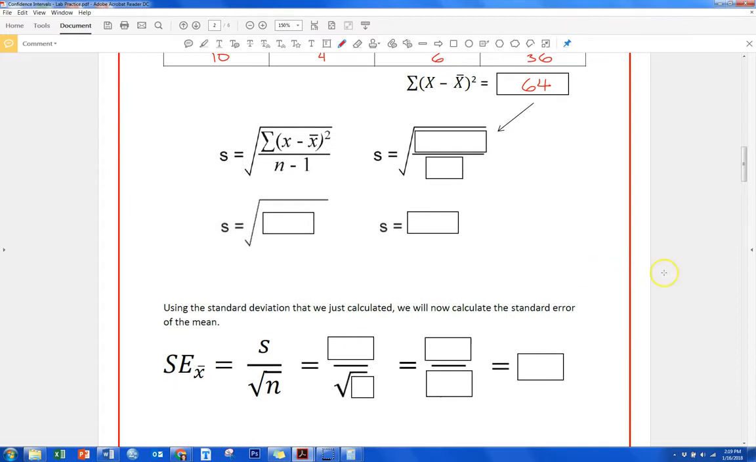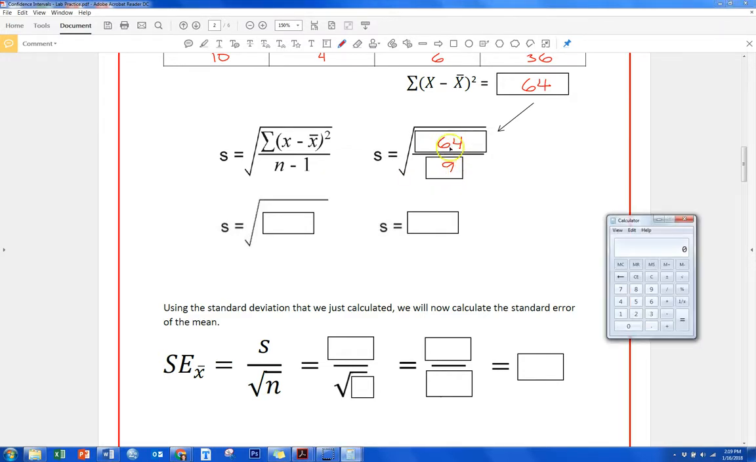Moving right along. So we're going to go ahead and continue to work out this equation. So the numerator, all of this information here, that's what we did up above, works out to 64. The denominator is n minus 1, and again the sample size, which is 10. We have 10 scores. Minus 1 is 9. So we have 64 divided by 9. Right, so we have a fraction, the numerator divided by the denominator. 64 divided by 9 gives us 7.11.